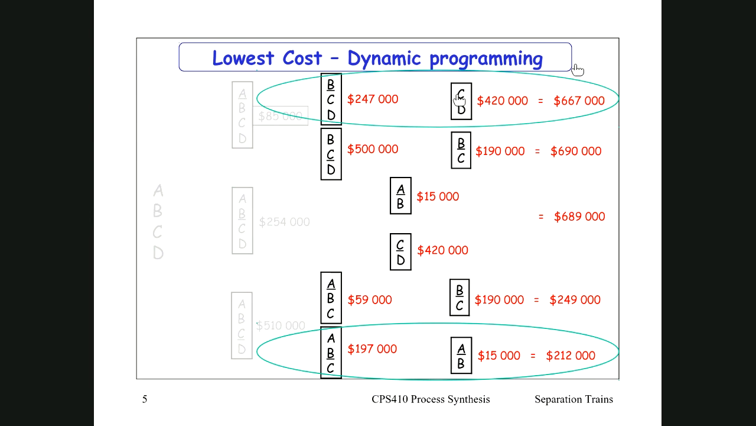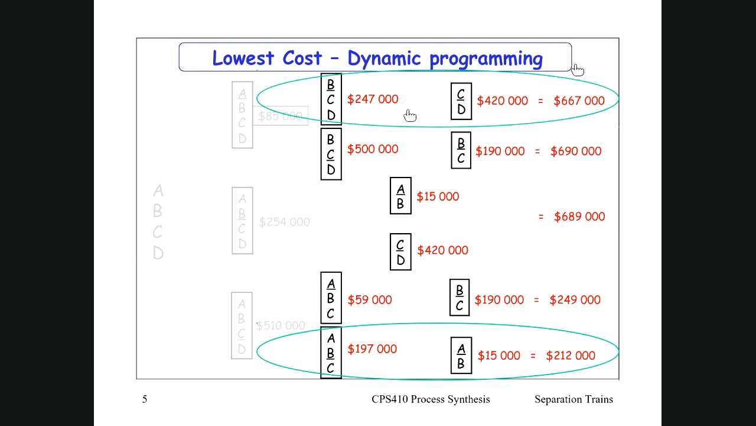If you've got a binary mixture, there's only one way of doing it, so that is the optimum way because there is only one way of doing it. C from D, it costs 420,000. B from C costs 190,000. There's nothing you can do about it. That is the optimum way of doing it. It's the only way of doing it.